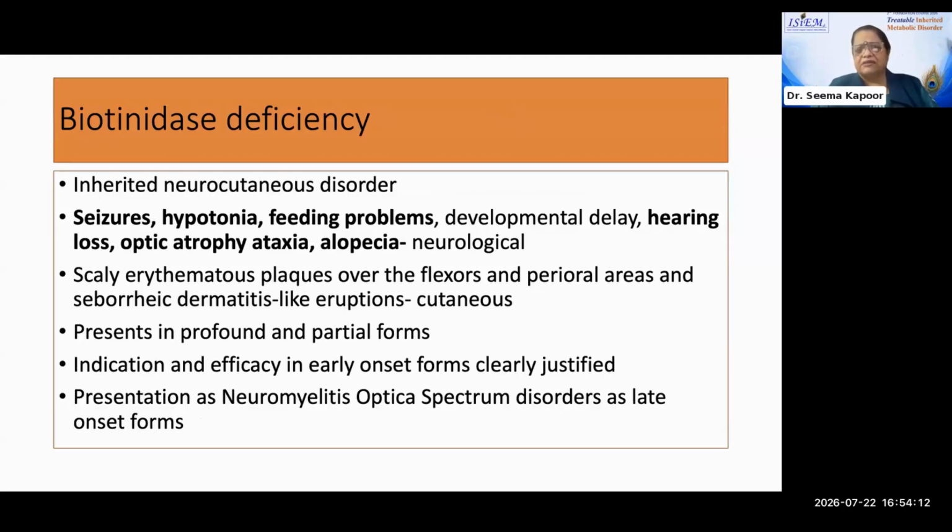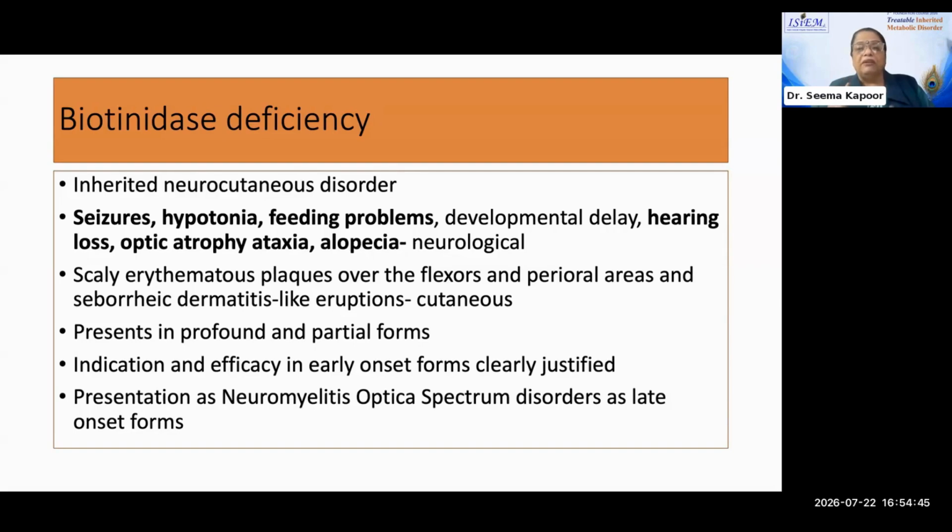What is irreversible is optic atrophy and hearing loss. You can't get that back. Therefore, it has to be done right at birth only so that you can give a hearing aid. Until the cochlear implant, the hearing aid can actually make them understand language. If they understand language, they will speak. If they do not understand, they will be deaf and dumb. And the message is very clear.